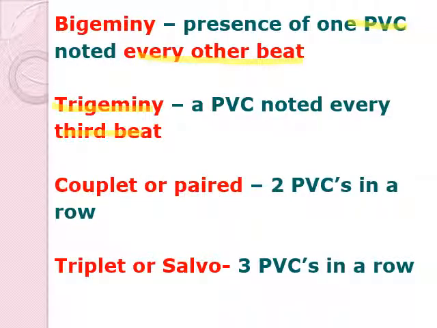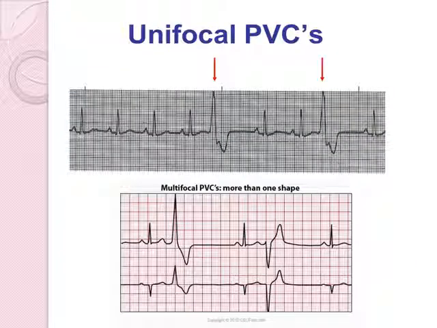It is referred to as a couplet or paired if there are two PVCs in a row, and referred to as a triplet or salvo if there are three PVCs in a row. Looking at this, as previously mentioned, when unifocal, the shape of the PVC is usually identical to one another. However, with multifocal PVCs, you can see that the PVCs have different shapes, which would signal that there are different ectopic points for this abnormality.